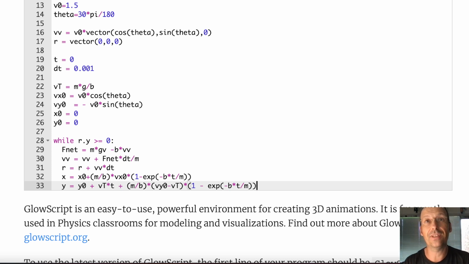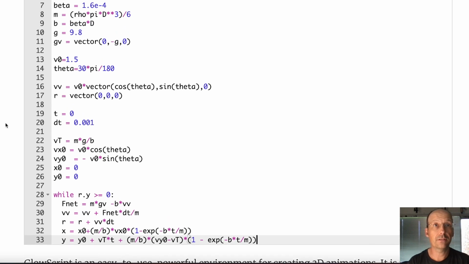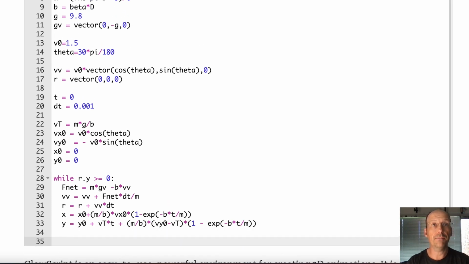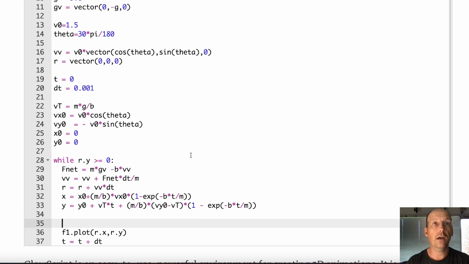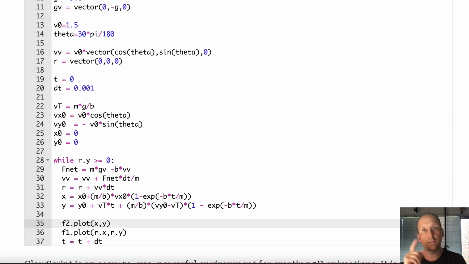I just don't think this is right. Okay, it could be right. Sometimes you're right. Okay, oh, I didn't mean to do that. That's fine. Let's plot that, f2 dot plot x, y. If this works, I'm going to give myself a double high five. Just letting you know. I'm pre-warning you that if this works, double high five.